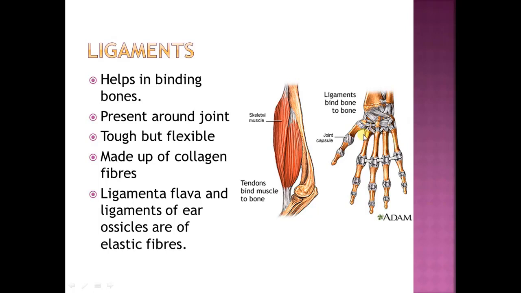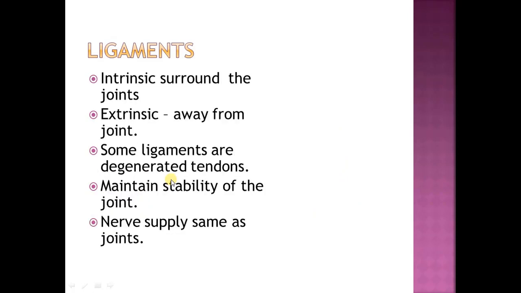They are tough but flexible, so that means they can be bent. They are not rigid like a board. They can be bent to some extent, mainly made up of collagen fibers, predominantly collagen fibers. In certain ligaments only, the elastic fiber is actually very prominent, and that is the ligamentum flavum, which you see between the vertebrae, and in the ear ossicles, the ligaments which hold the ear ossicles together are more of elastic fibers. Apart from that, all the ligaments in our body are mostly predominantly collagen in nature.